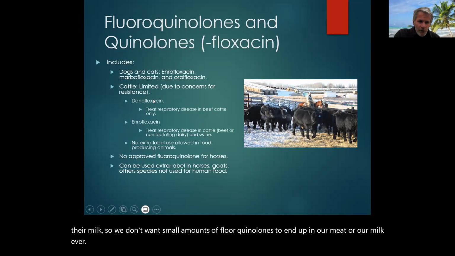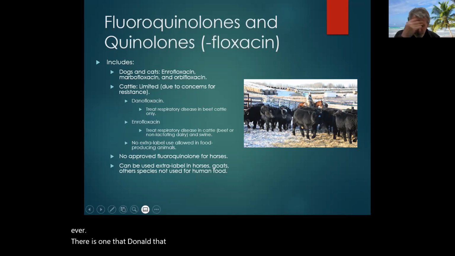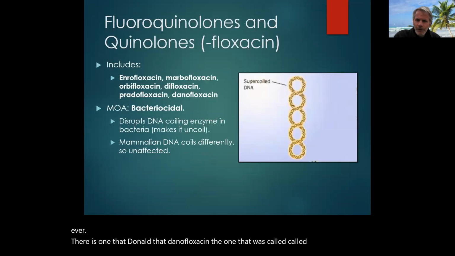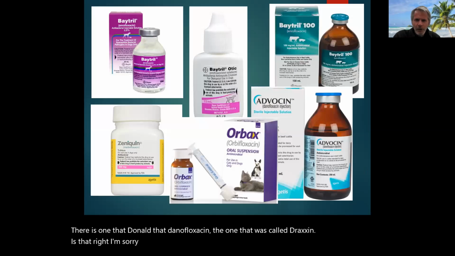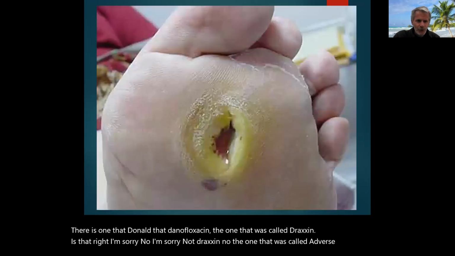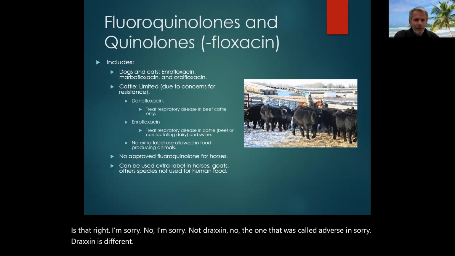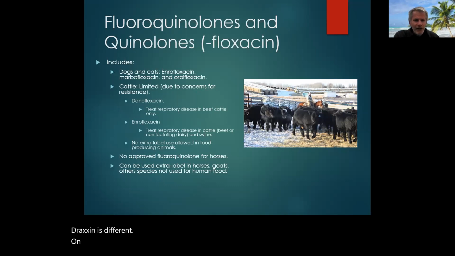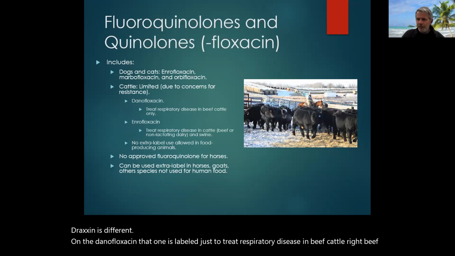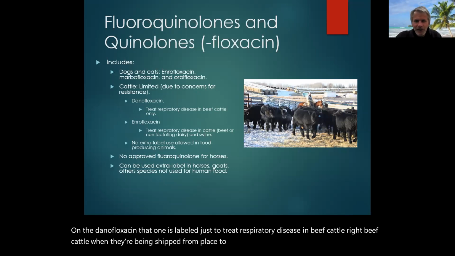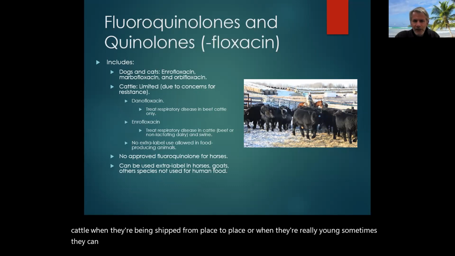There is one, danofloxacin, the one that was called Draxin. Is that right? I'm sorry, not Draxin. No, the one that was called Advocin. Sorry, Draxin is different. The danofloxacin, that one is labeled just to treat respiratory disease in beef cattle. Beef cattle, when they're being shipped from place to place, or when they're really young, sometimes they can get pneumonia. So danofloxacin, that's the one thing you can use it for.